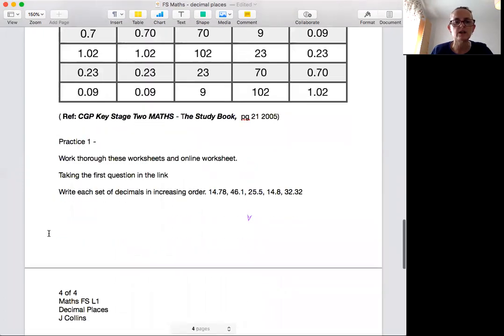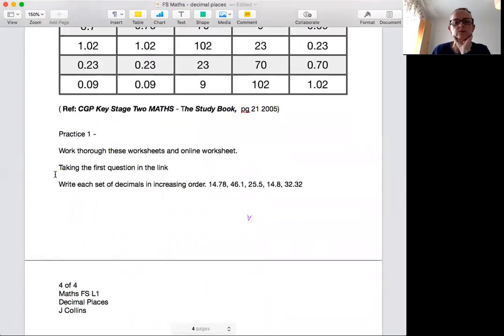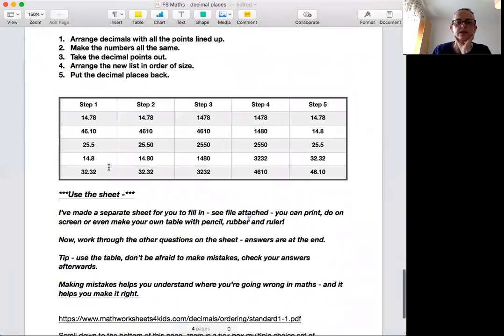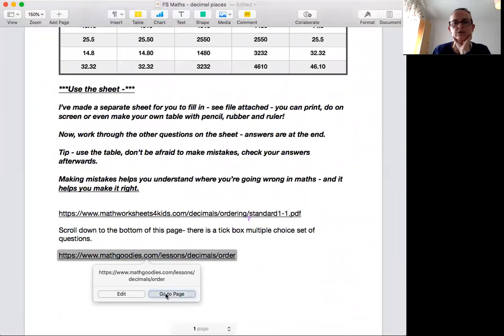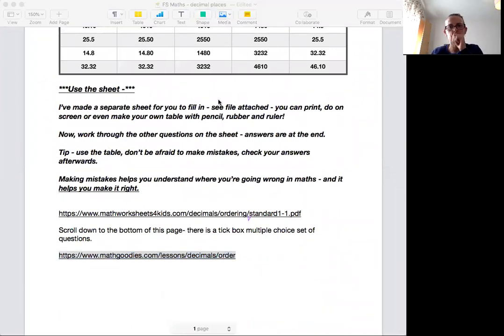Okay, so you've got to practice 1, work through these worksheets, and there's an online worksheet as well. So let me just take you to both so that you can see. So this is the online worksheet. I'm just going to show you now. Hopefully it will go there. Yeah, that's just my relaxation music that I usually listen to.